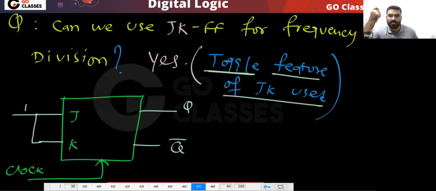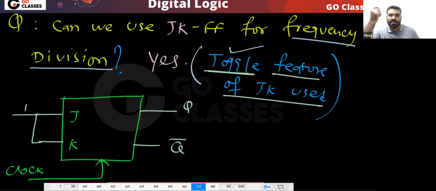Are you getting my point? You can use JK flip-flop, D flip-flop, or SR flip-flop for frequency division. You can use anything, but the point is that whatever flip-flop you use, you will use it as a toggle flip-flop. So that is the reason.